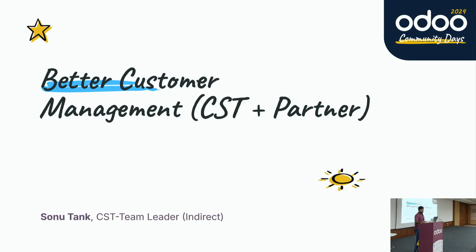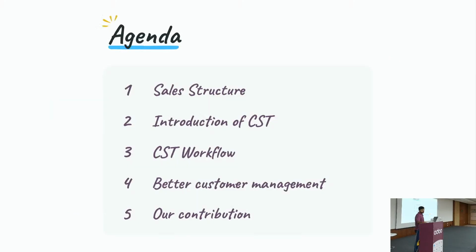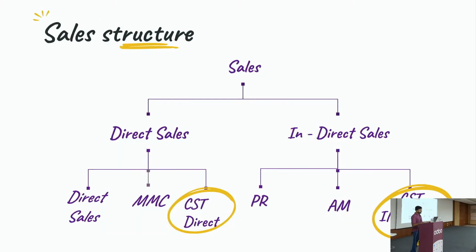Okay, we will start this session. The agenda we are going to cover: first of all, we will check the sales structure in the Odoo India team, followed by the introduction of our CST team. Then how the CST workflow is done. And the fourth point will be better customer management, how we can guide you for better customers, how we can help you as a partner, and what our contribution is to our sales team and the Odoo India team, right?